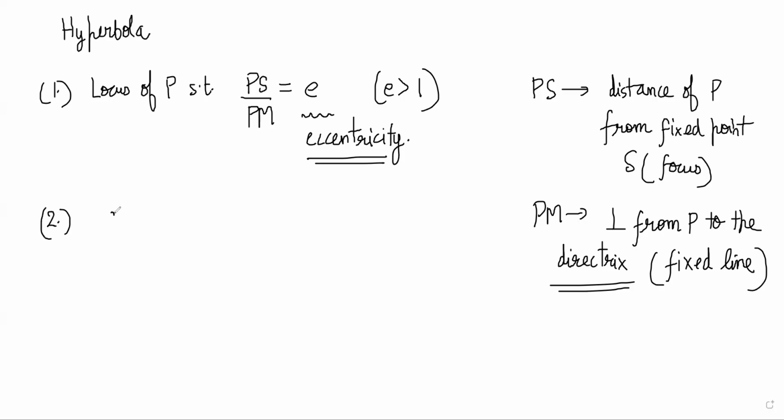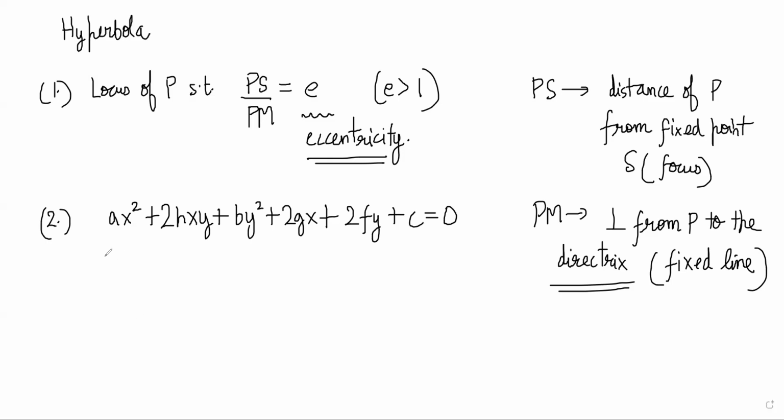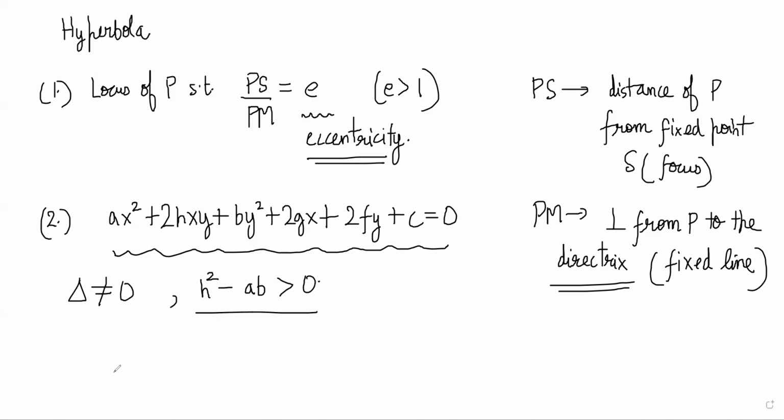So if you have a general 2-degree equation, which looks like this, ax square plus 2hxy plus by square plus 2gx plus 2fy plus c equals 0. In this case, if you have to identify a hyperbola, first of all, the discriminant for this should not be equal to 0, and h square minus ab should be greater than 0. If these two things happen, then this 2-degree equation represents a hyperbola. So just like in an ellipse and a parabola, for parabola, h square minus ab was equal to 0. For ellipse, it was negative. For hyperbola, it is positive.